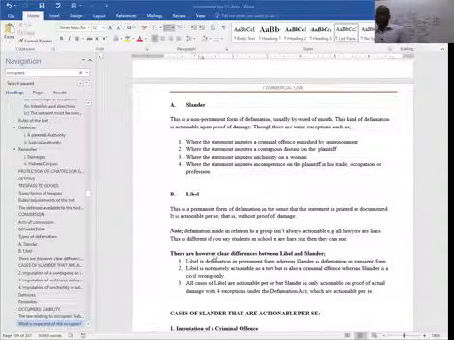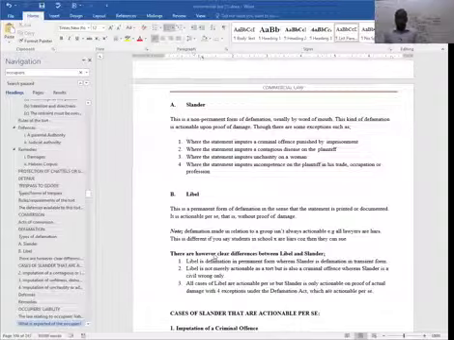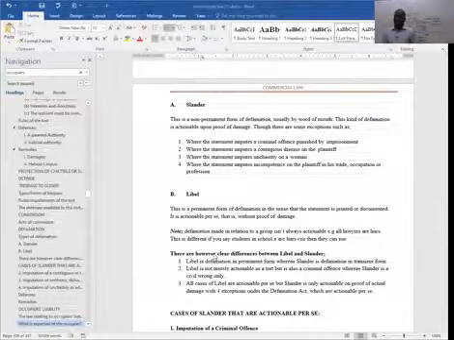So just remember there are actually 2 types, and be able to differentiate between the 2 types of defamation. We can have libel or we can have slander. Libel is in a permanent form, while slander is in a non-permanent form.